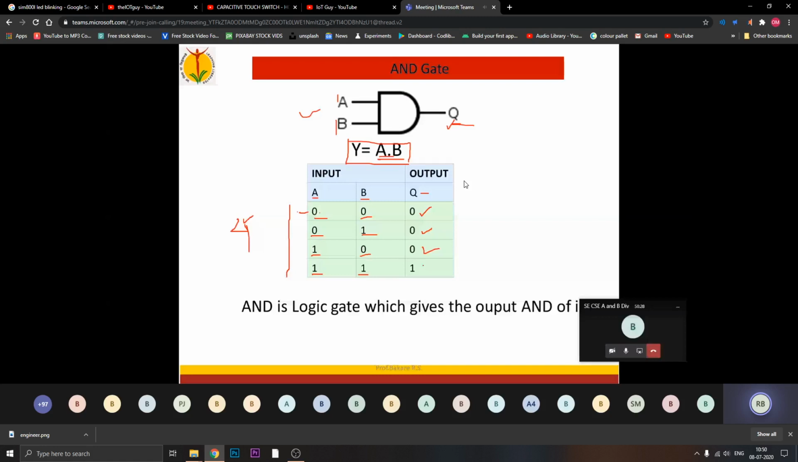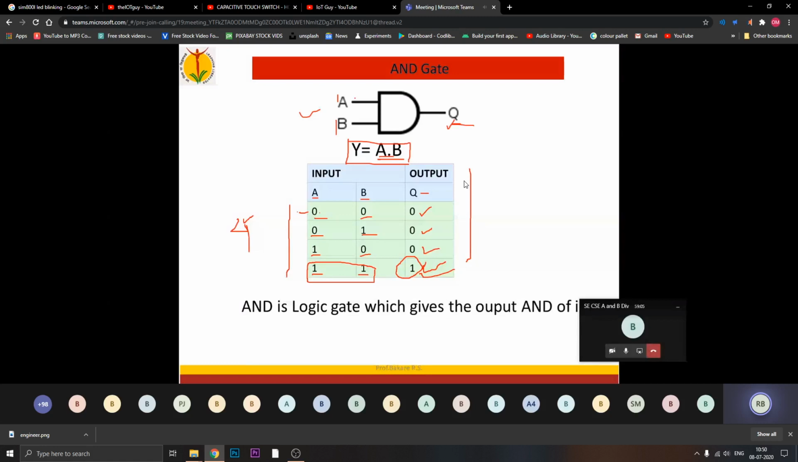Here we get a 1 at the output only when both inputs are 1 1. So just keep in mind, we get 1 at the output only when both inputs are 1 1. That means when we connect A to plus 5 volt and B to plus 5 volt, only then do I get an output of 5 volt. Else, in all other conditions, I get the output 0. So I hope all of you understand the AND gate.